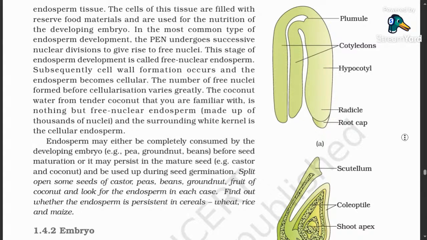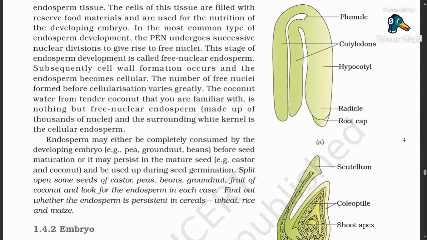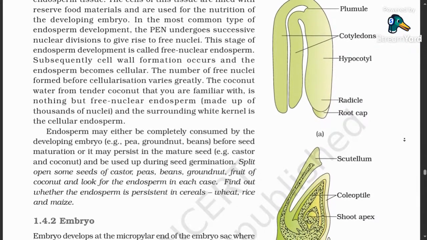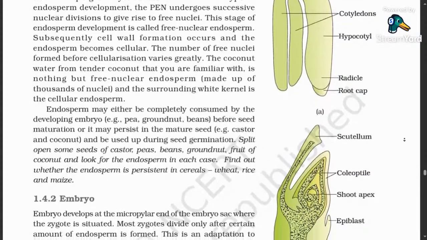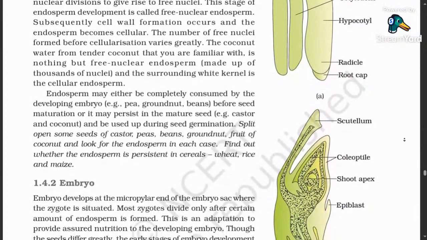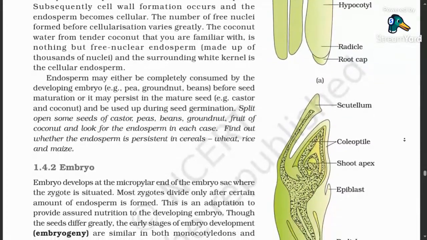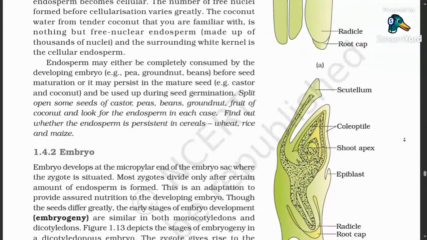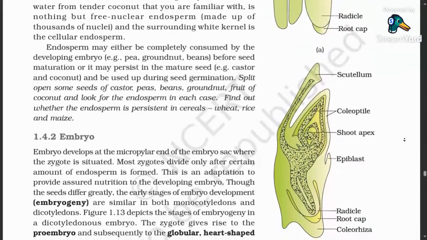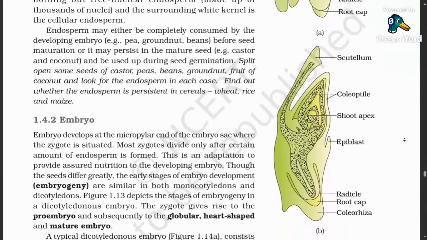Endosperm may either be completely consumed by the developing embryo before seed maturation, as in pea, groundnut, and beans, or it may persist in the mature seed, as in castor and coconut, and be used during seed germination. Split open some seeds of castor, pea, beans, groundnut, or coconut, and look for endosperm in each case. Find out whether the endosperm is persistent in cereals such as wheat, rice, and maize also.